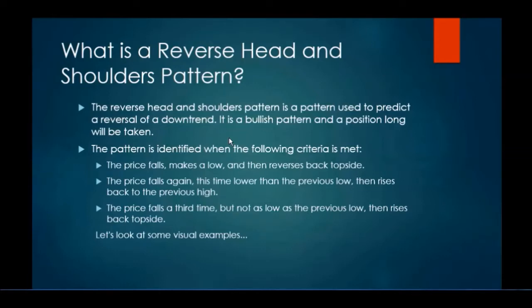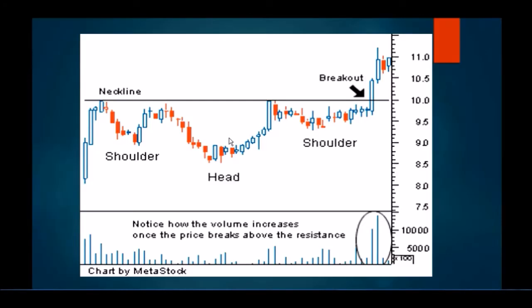The pattern is identified when the following criteria is met. First, the price falls, makes a low, and then reverses back topside. Then the price falls again, this time lower than the previous low, then rises back towards or near the previous high. The price falls a third time, but not as low as the previous low, then rises back topside. That may seem confusing, but as usual, let's use some visual examples so you can see exactly what the reverse head and shoulders is.